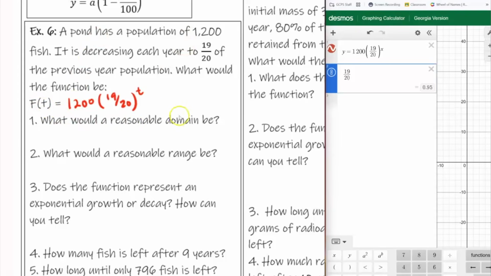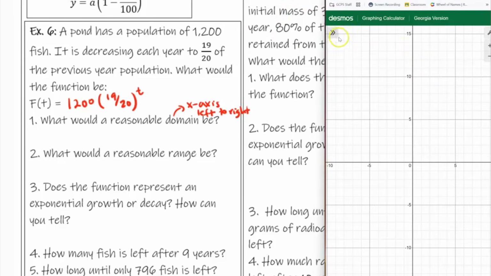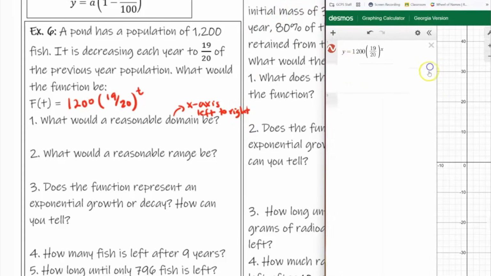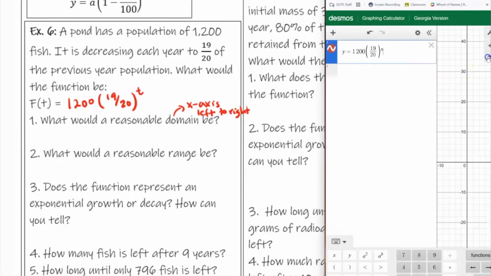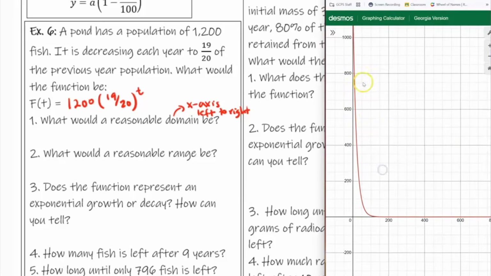All right, what would a reasonable domain be? Let's talk about what domain is. So domain is your x-axis, left to right. Starting on the left and going to the right. I already have my function in here, so looking at, oh, I don't even see it. So let's zoom out until I do see it. There we go. All right, so hide that real quick. So there's my decay problem.